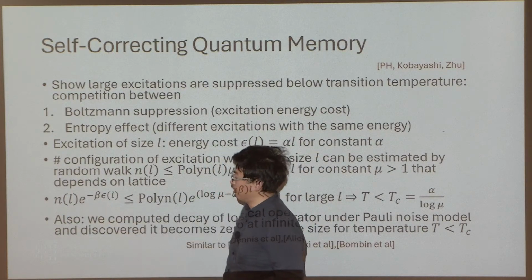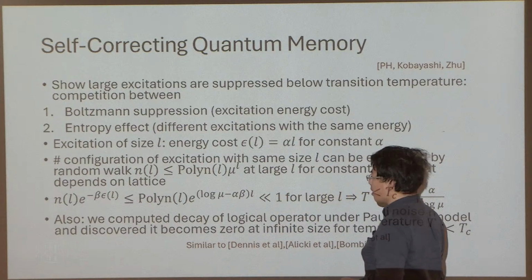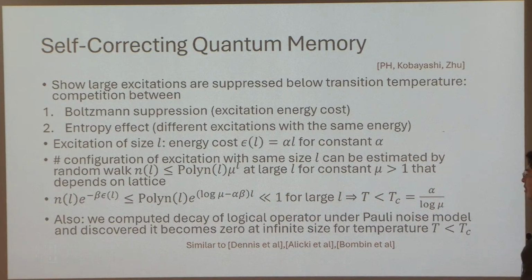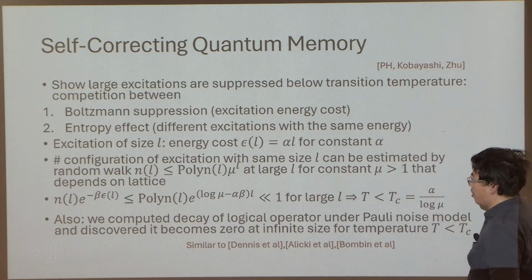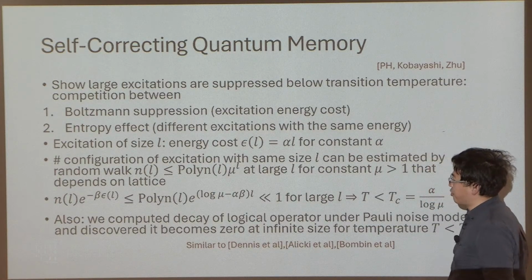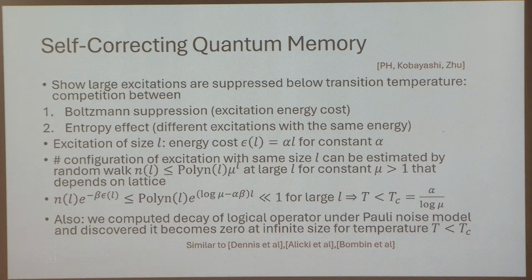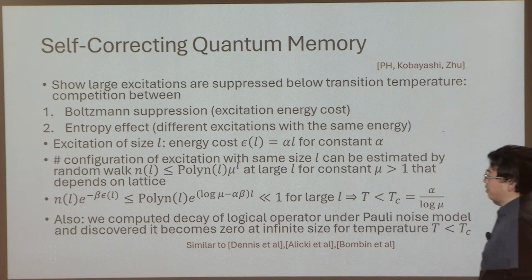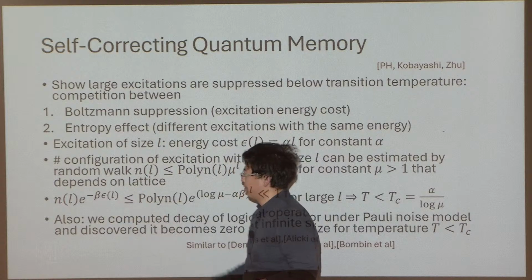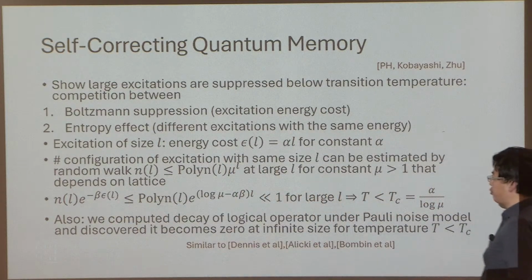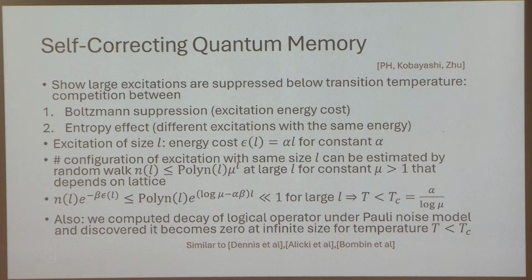So let me denote it by a small n. And in general, this multiplicity is a polynomial in the size of the excitation. So that means that as long as the temperature is small enough, then this factor will be small. And this is the usual argument for the self-correcting quantum memories, such as in 4D toric code. Okay, so in this way, we can derive the critical temperature.